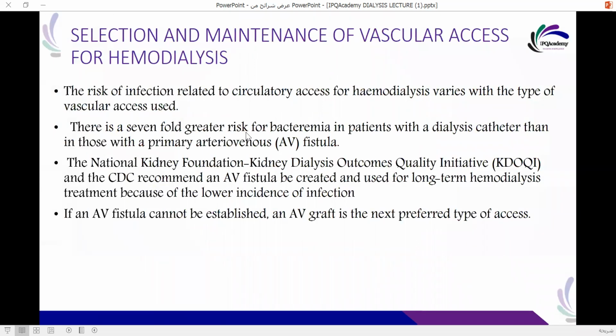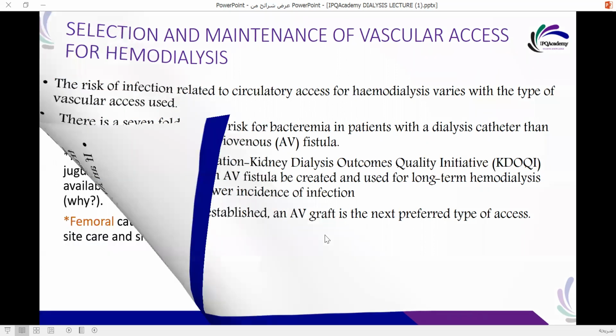The National Kidney Foundation, which is called KDOQI, Kidney Dialysis Outcome Quality Initiative, and the CDC recommend what? They recommend using an AV fistula for the patient who needs long-term dialysis because it carries the lowest risk of infection. Also, if it's not used, it will be substituted by an AV graft.